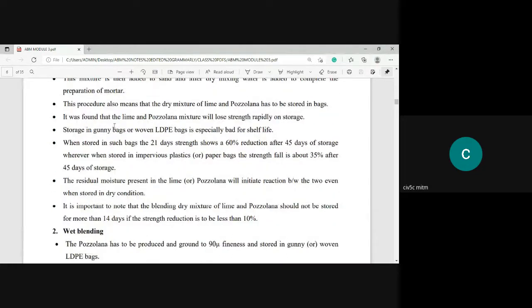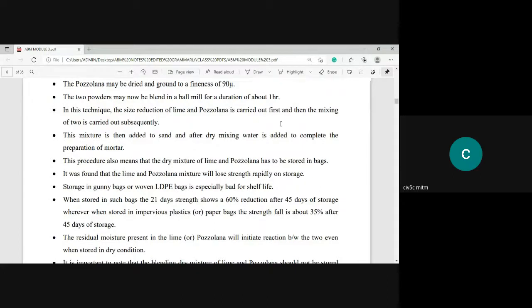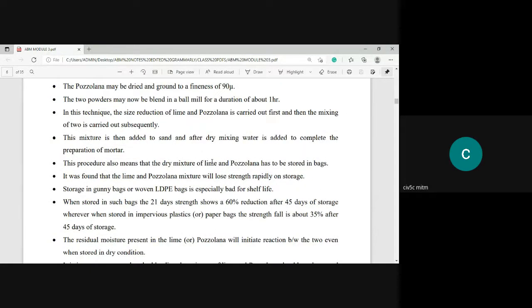This procedure also means that the dry mixture of L and P, that is lime and pozzolana, has to be stored properly in bags, because we know that lime has a tendency to react with moisture. That is the drawback of storing lime. So they should be stored properly in LDPE bags, low density polyethylene bags, or gunny bags, in order to increase the service life of the lime. Did you get my point? Otherwise the lime will start reacting.